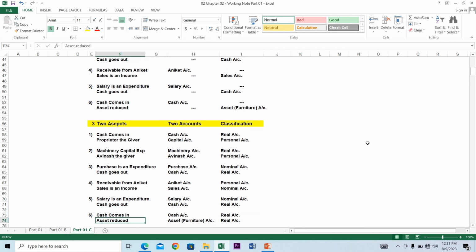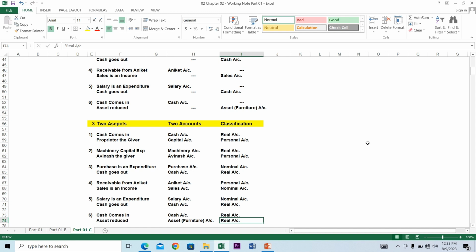Cash comes in and asset reduced. Cash account and asset furniture account. Old table sale kiya. That is why it is a furniture account. Okay, so now cash account is a real account and asset account is also a real account. So both are real accounts, one account reduced and one account added. One account is increased, means cash increase and asset reduced. Okay, this is the thing.